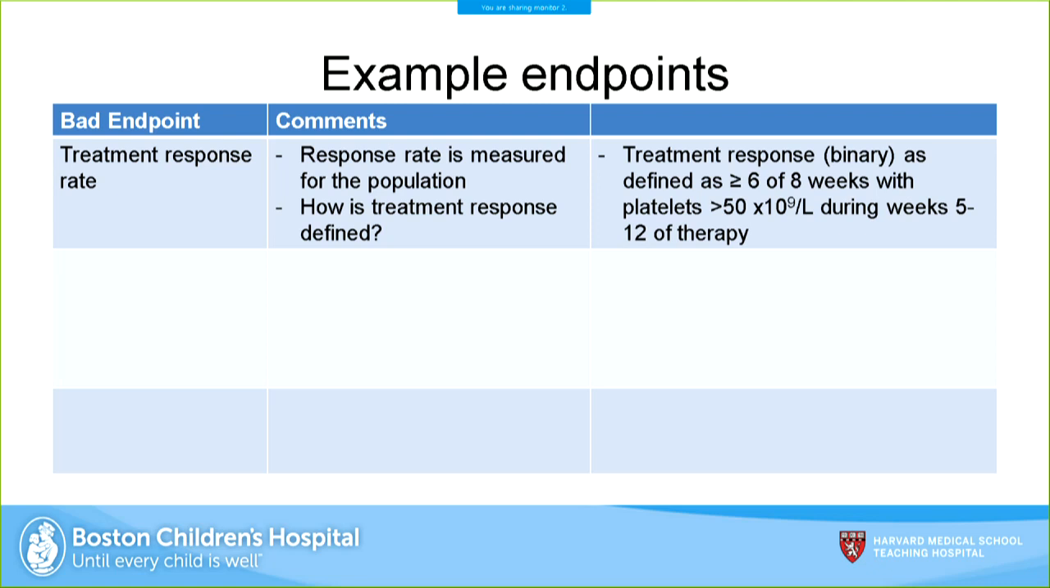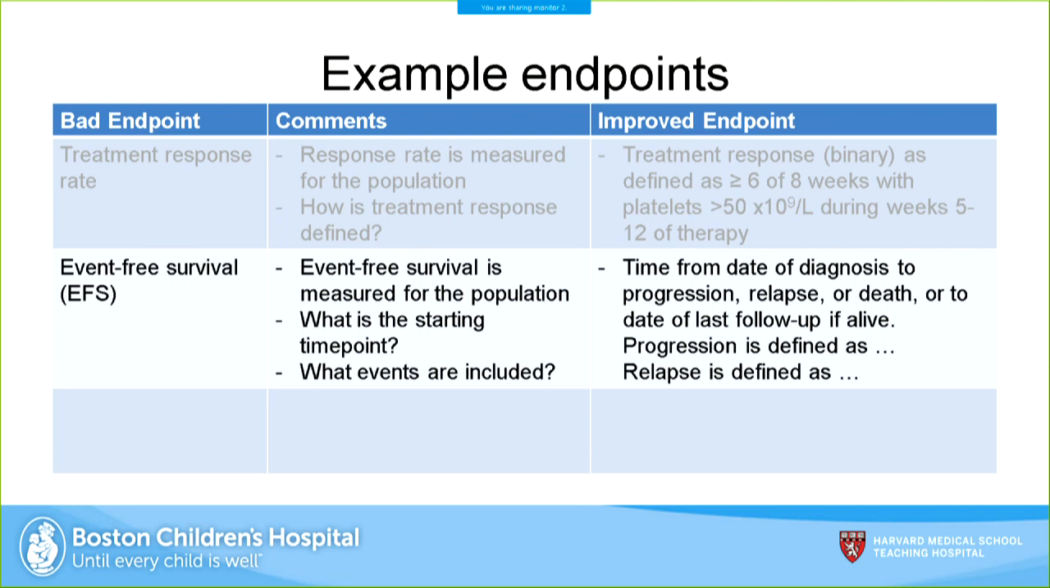An alternative would be something more specific. So treatment response, it's a binary endpoint, defined as greater than or equal to 6 out of 8 weeks with platelet counts greater than this threshold during weeks 5 to 12 of therapy. So it's very clear if you achieve this, you're a responder to the treatment, and if you fail this definition, you're not a responder. So this is something that you want to be very careful when you define it. Because the worst thing that would happen is you've collected a lot of data, and when you get to analyze it, you can't exactly determine who is responding or not. And you don't want to be changing the definition as you go when you do the analysis.